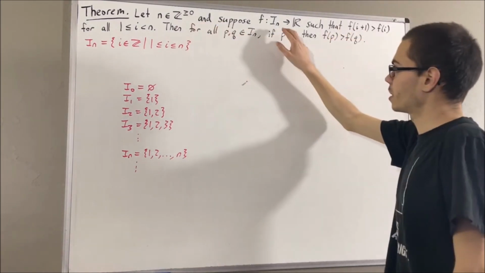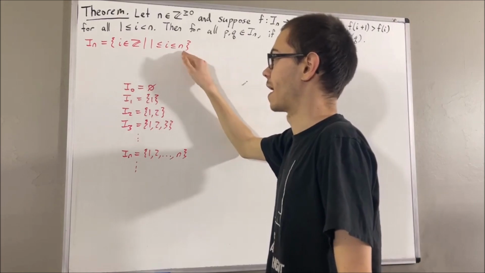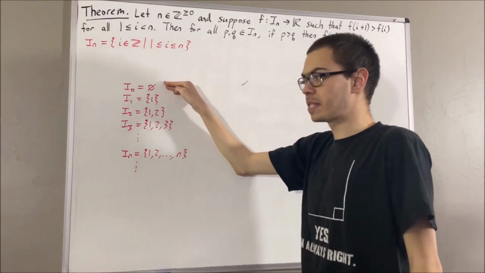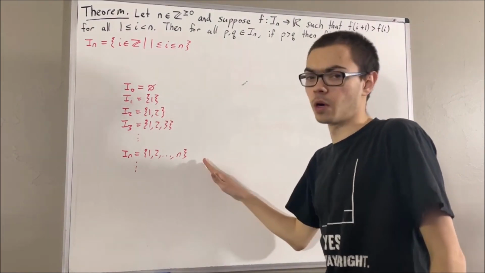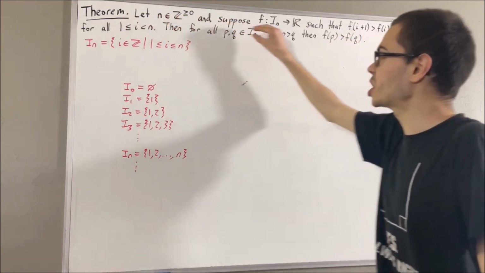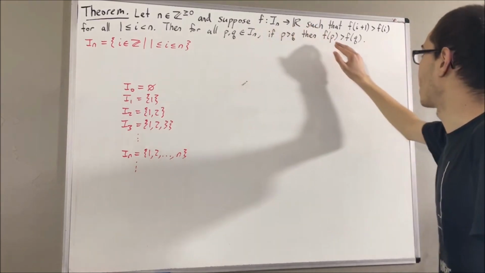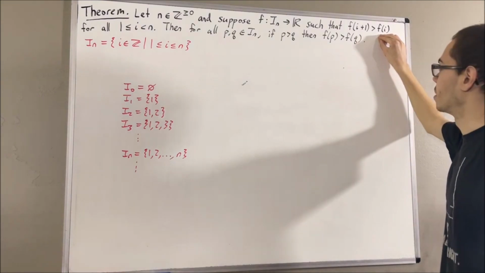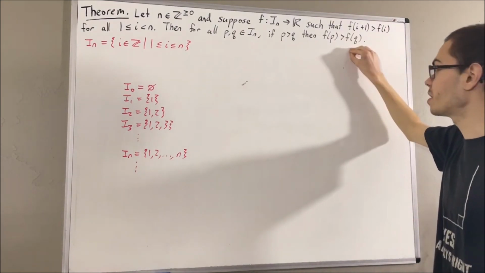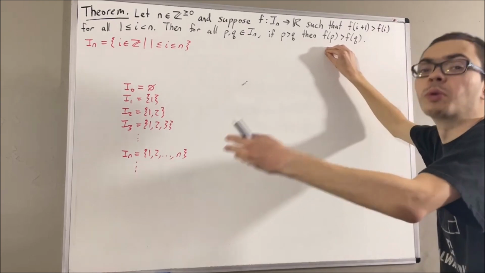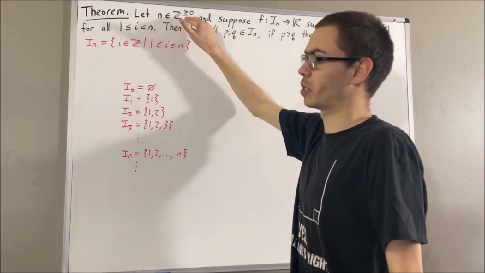Now in this theorem, we are using the notation I_n, which represents the set of integers i between 1 and n. For example, I_0 is the empty set, I_1 consists only of 1, I_2 consists only of 1 and 2, and so on. What this theorem is essentially saying is, if we're given a finite sequence of numbers with the property that starting from any point in the sequence, moving to the next point, we increase in value, then starting from any point in the sequence and moving to any later point in the sequence, we will also increase in value.